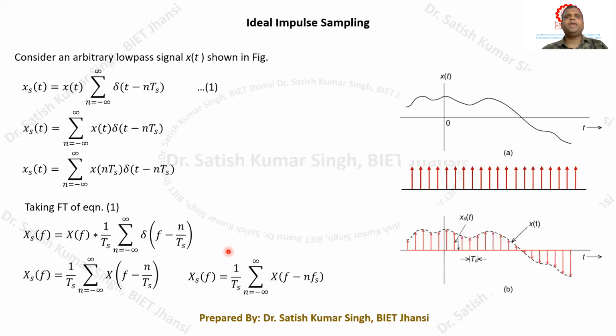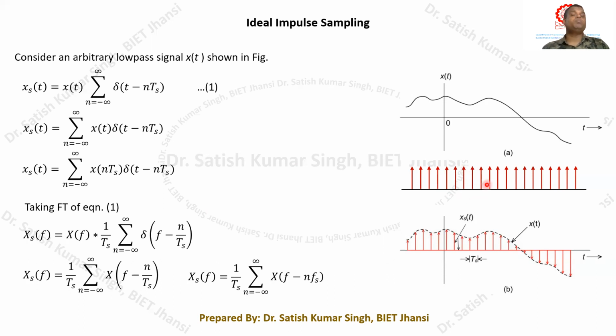So in the case of ideal impulse train sampling, we take our arbitrary message signal, and this arbitrary message signal has to be multiplied with the impulse train. Let us say the impulse train has its time period equal to Ts. So at every instant of Ts seconds, one impulse will appear.